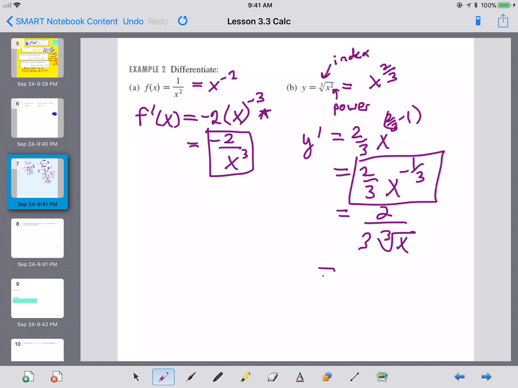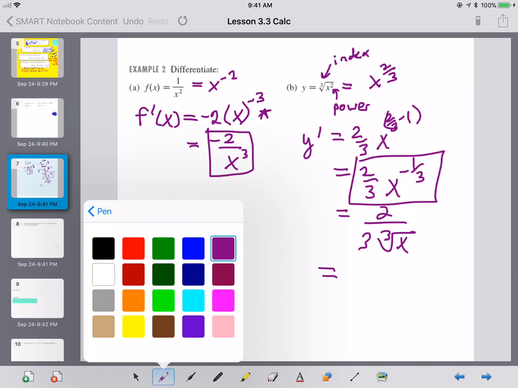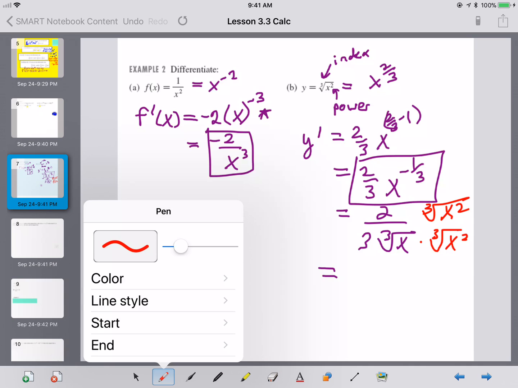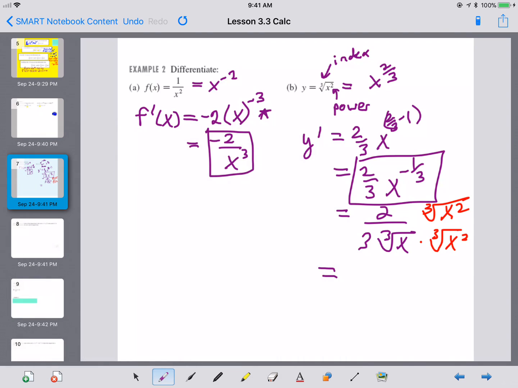Another thing that you should think about is rationalizing. We would need 2 more x's to make that be a pure x down in the bottom. So it would be 2 cubed root of x squared over 3x. I am not partial to doing that in a calculus class because usually it doesn't help you a whole lot.